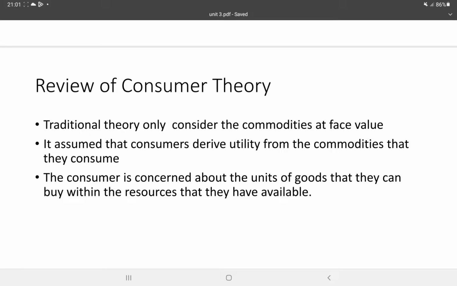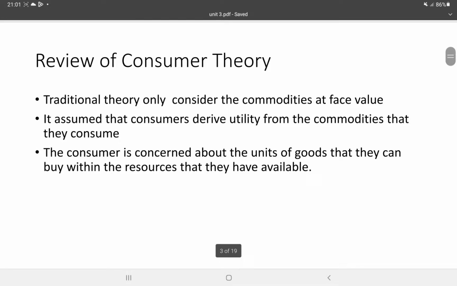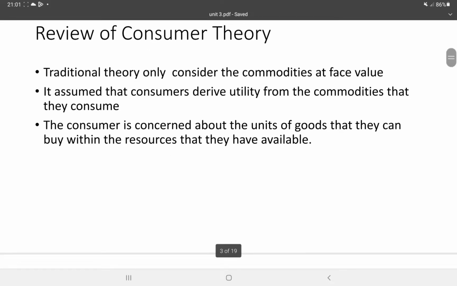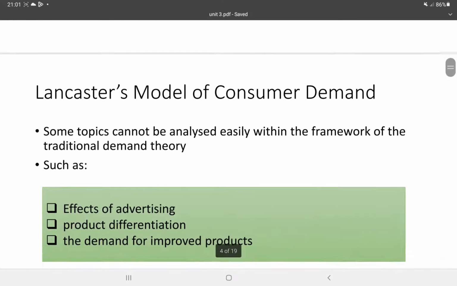You know, the traditional theory only considers the commodities at face value. Okay? It is assumed that consumers derive their utility from the commodities that they consume. The consumer is concerned about the units of goods that they can buy with the resources that they have available.